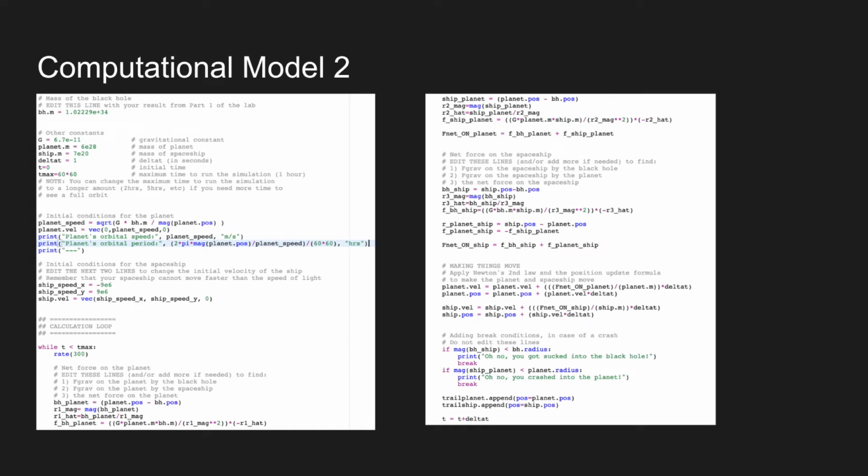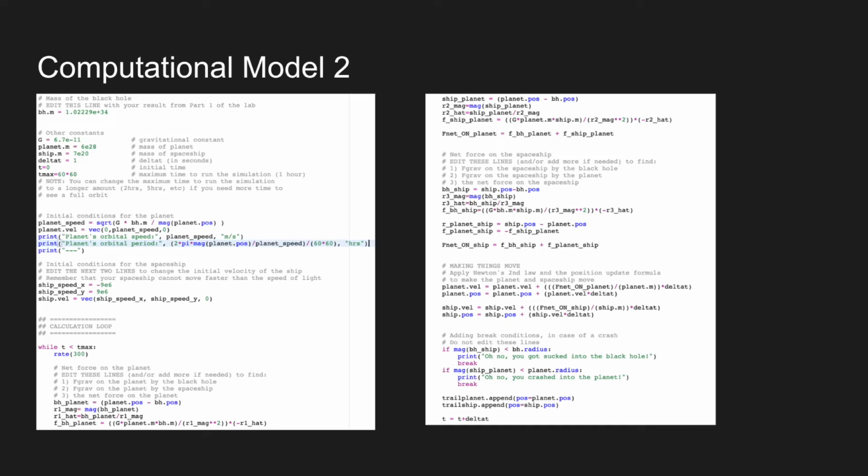For my second computational model, we are trying to launch a spaceship off of a planet orbiting the black hole, and to fly around the black hole without crashing into it or the planet we launched off of. I chose a speed for the ship's initial velocity to be 1e6 meters per second in the x direction and 3e6 meters per second in the y direction.